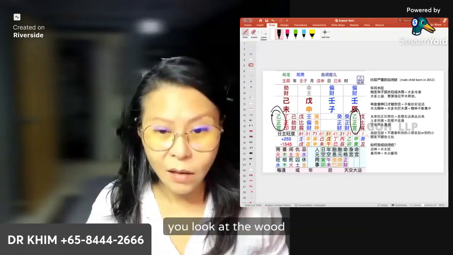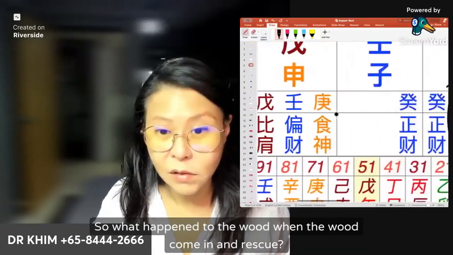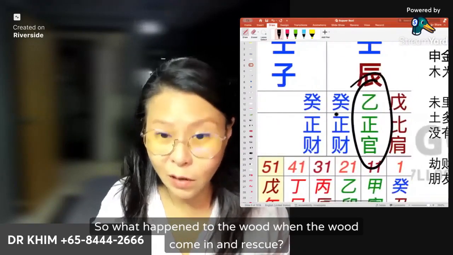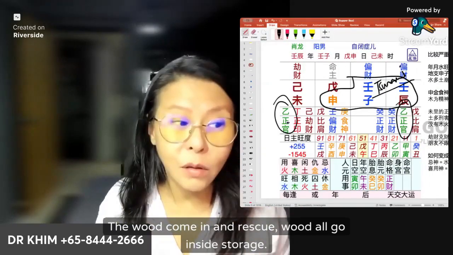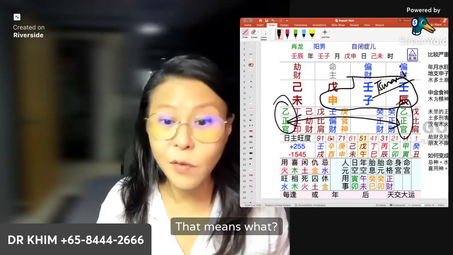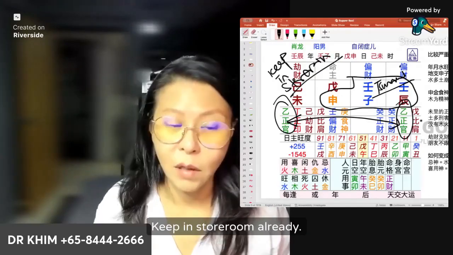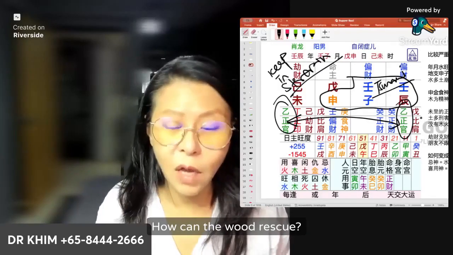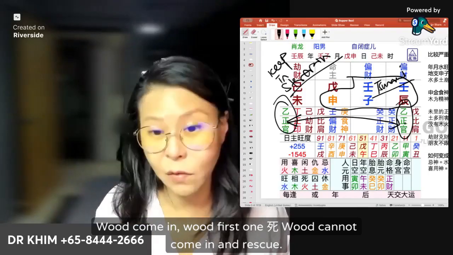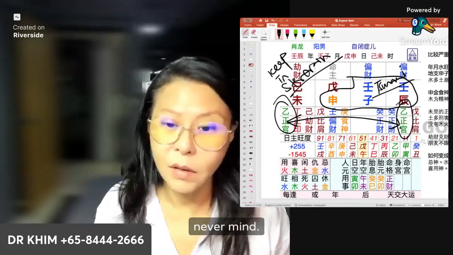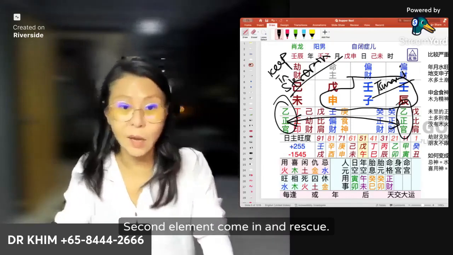But the problem is, you look at the wood, it's small grass. So what happens to the wood when it comes in to rescue? This is a tsunami. The wood comes in and rescues, but all the wood goes inside the storage. That means it's kept in the storeroom already. How can the wood rescue? Wood cannot come in and rescue. The wood is damaged already. Anyway, a second element comes in and rescues.